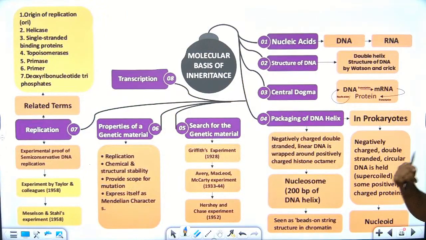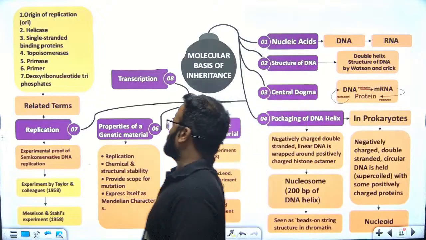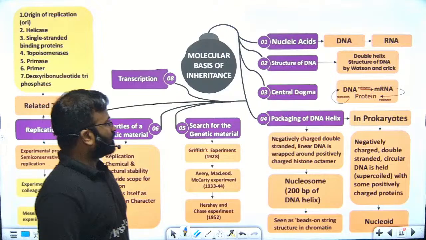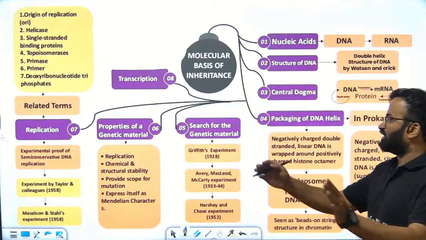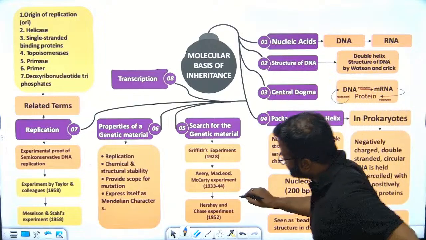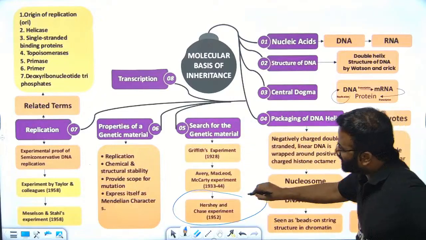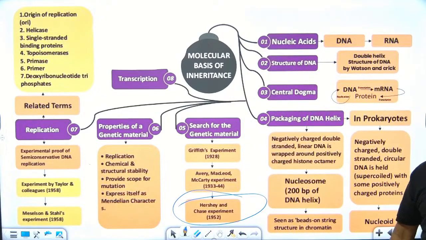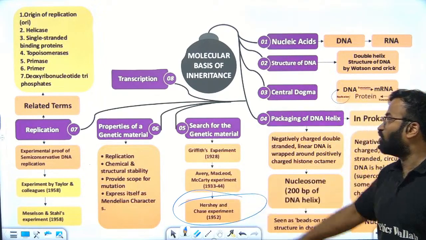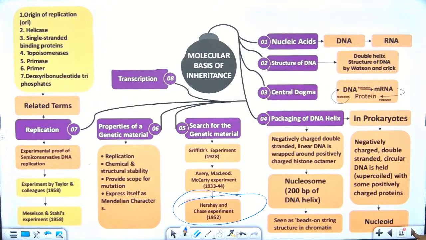And obviously you need to remember the scientists who have unequivocally proved that DNA is the genetic material. Who is that? Alfred Hershey and Martha Chase, who have proved that DNA is the genetic material. This has been asked 3 to 4 times before.